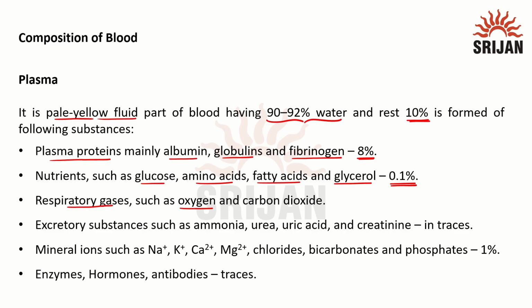Respiratory gases such as oxygen and carbon dioxide. Excretory substances such as ammonia, urea, uric acid and creatinine, which will be present in traces, that will be less than 0.1%. Mineral ions such as sodium, potassium, calcium, magnesium. Chlorides, bicarbonates and phosphates form 1%. Enzymes, hormones and antibodies will be available in the trace amount.